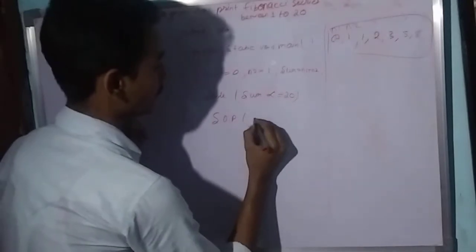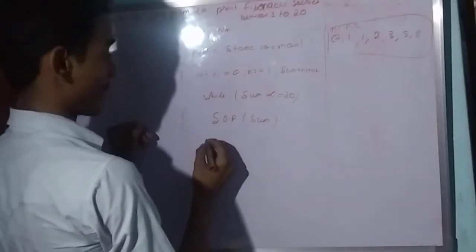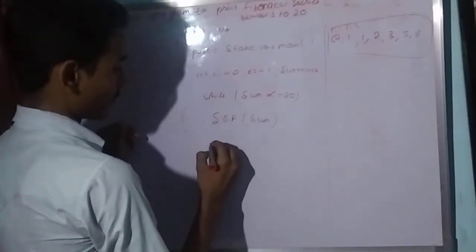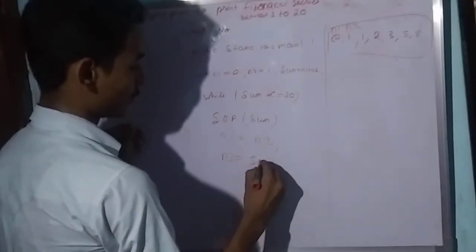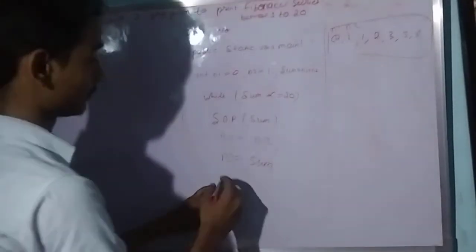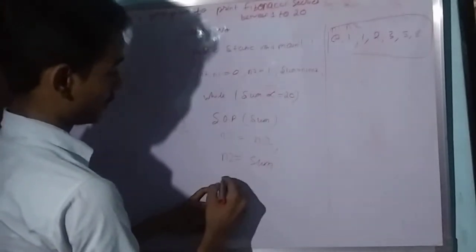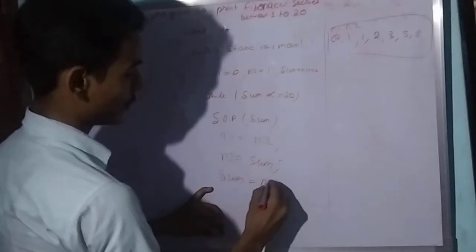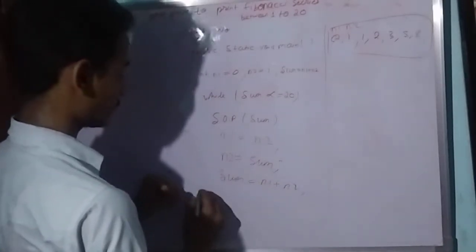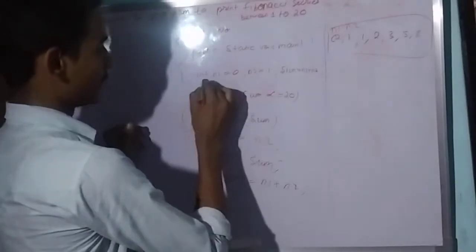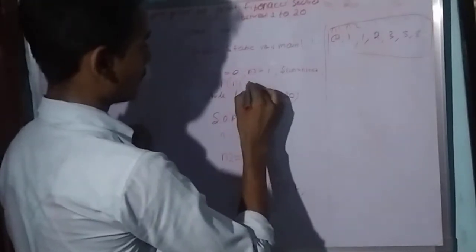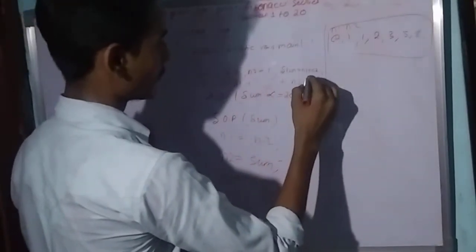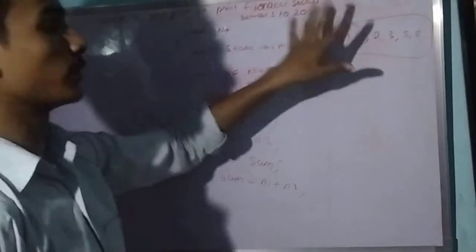System.out.print sum. Then I store n1 equal to n2, n2 equal to sum, and then sum equal to n1 plus n2, and here print System.out.print n1 plus. This is the program for printing a Fibonacci series between 1 to 20.